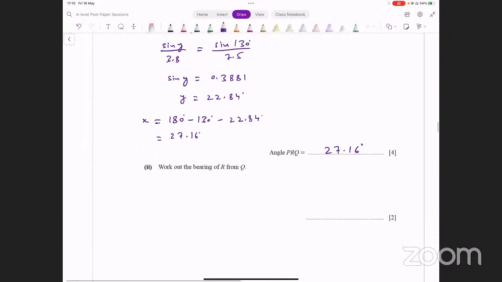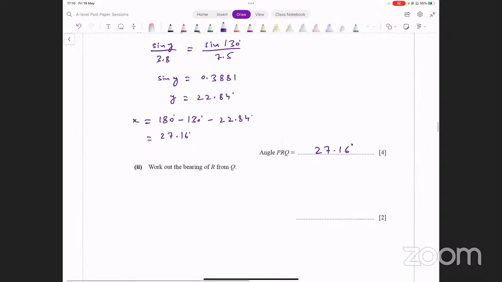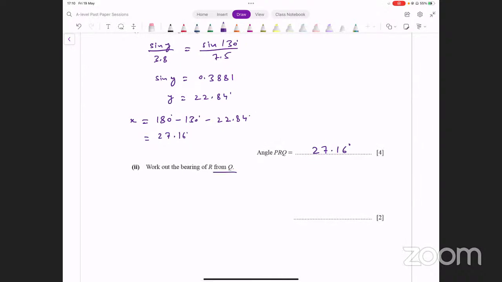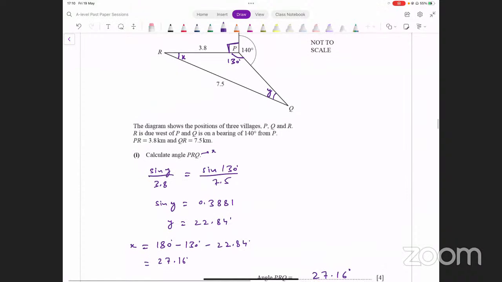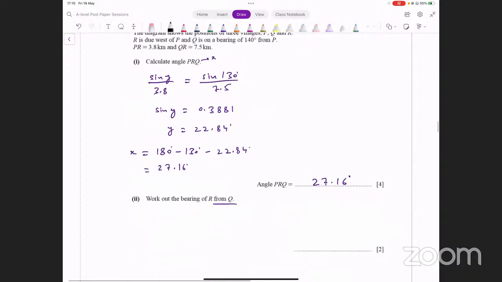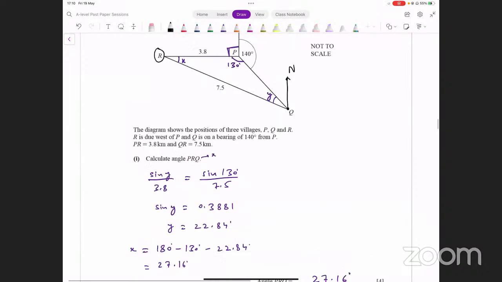It says work out the bearing of R from Q. From Q. Q is your reference point. Q is the point of reference, right? Q से measure करना है. Q पे हम क्या करेंगे? एक नॉर्थ बना देंगे इस तरह से. बेयरिंग किसकी चाहिए? R की चाहिए. R is here. So we are looking for this angle. This is what we are looking for. Okay? Now, how can we figure this out?